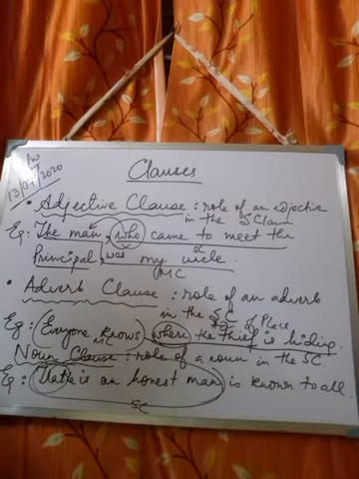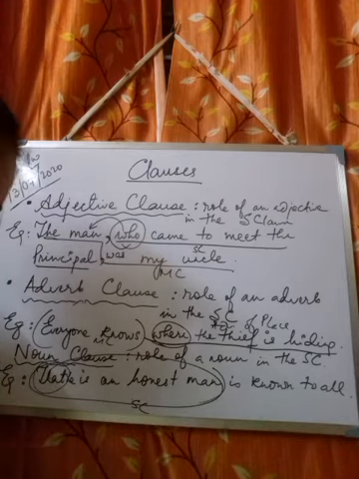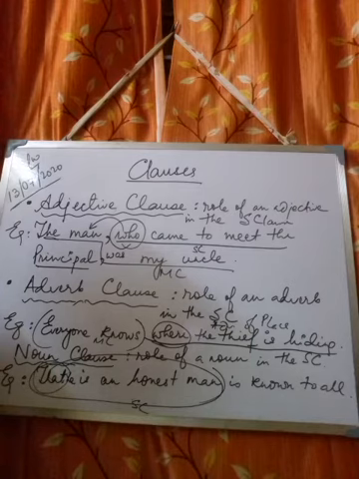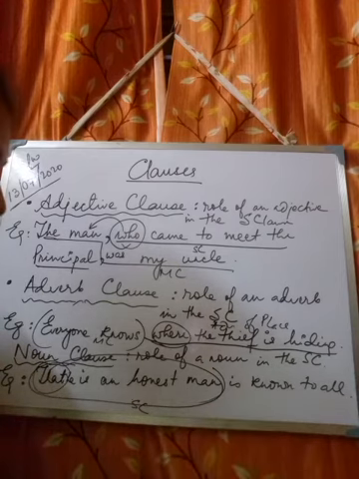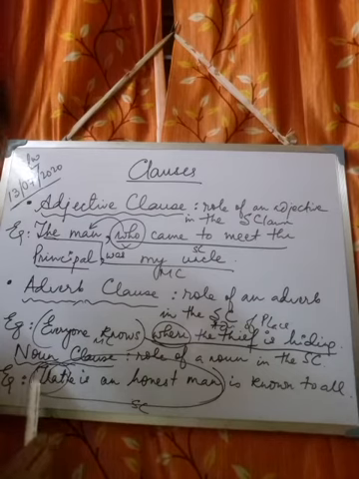What is known to all? What does a noun do? A noun stands for a thing, isn't it? Therefore, like I told you when I was explaining the noun, a noun phrase should be replaced with something, or ask the question with what. Now, something is known to all. So, what is known to all? That he is an honest man. Therefore, this part is our noun clause.